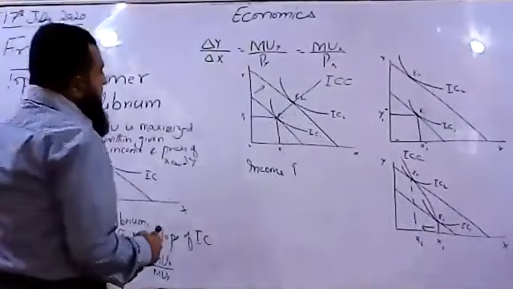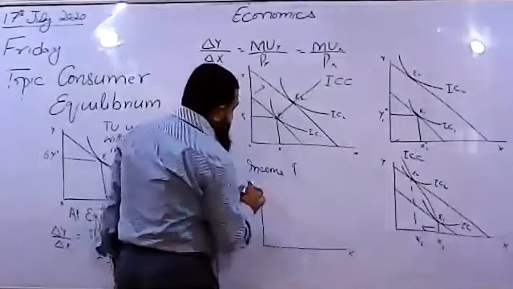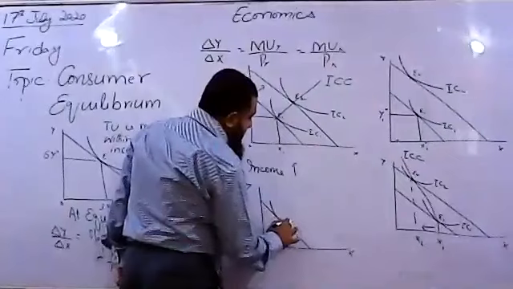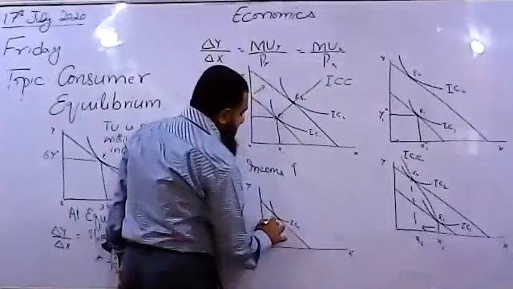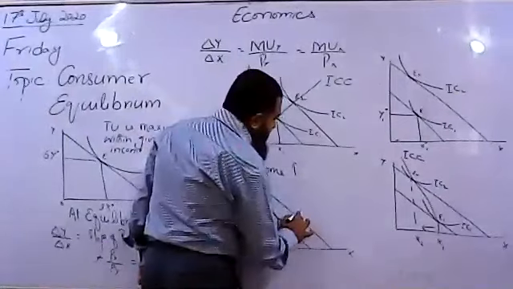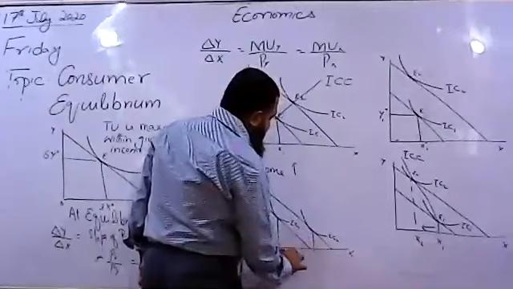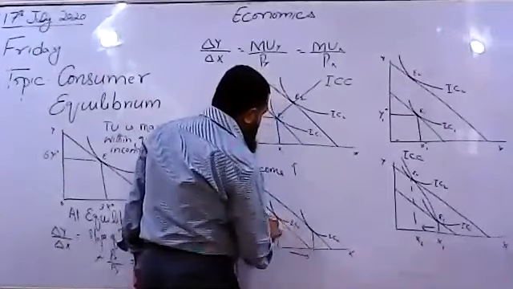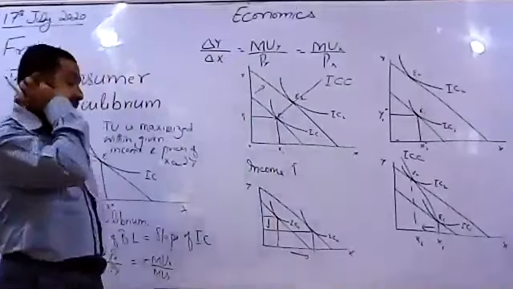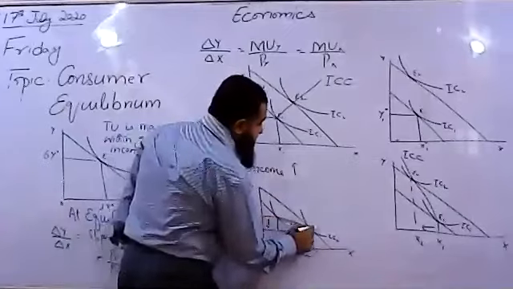You can also say, if Y is an inferior good, what happens? Previously the consumer was here. Now due to an increase in income, what happens? The consumer is moving to this point where X has increased and Y has decreased. Now Y has become inferior. So his income consumption curve will be like this.